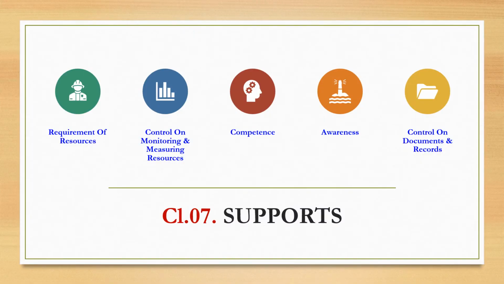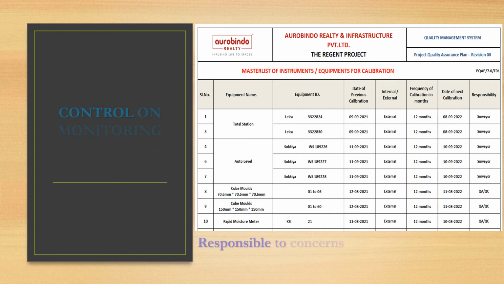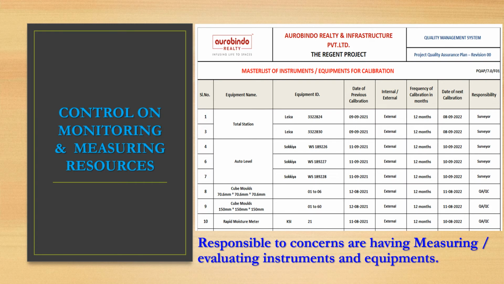Clause 7, Support. Here we will focus on the requirement of resources, control of monitoring and measuring devices, competence, awareness, and control of documents and records. Control of monitoring and measuring resources: this is the master list of instruments and equipment for calibration. It is mapped as per our quality manual. All concerned parties having measuring and evaluating instruments and equipment are responsible.